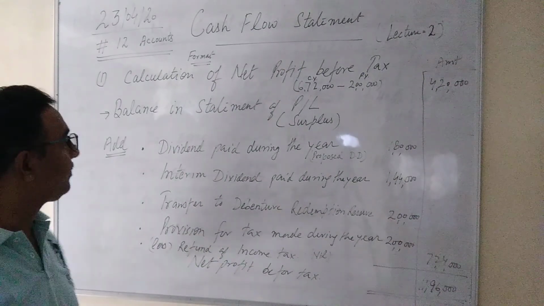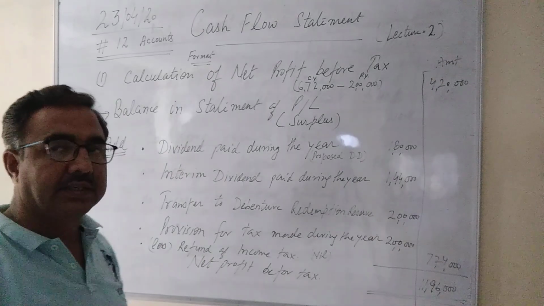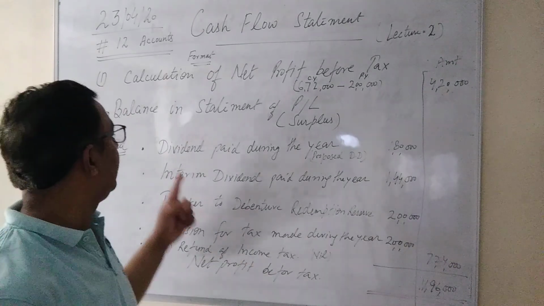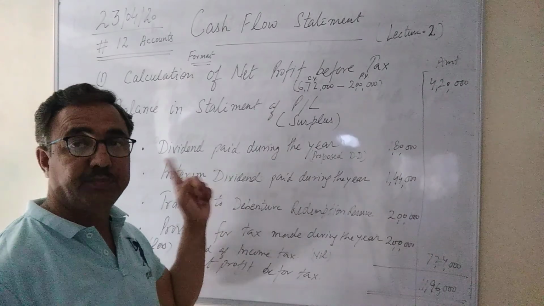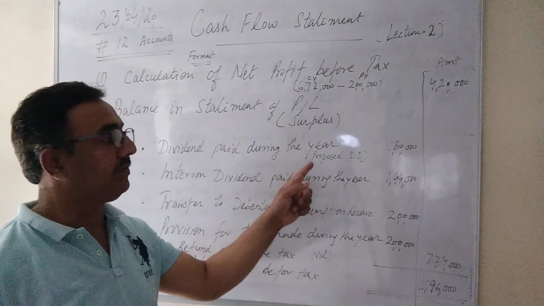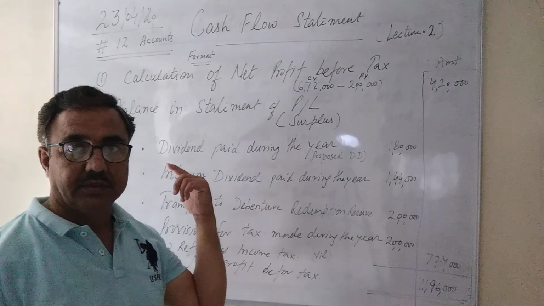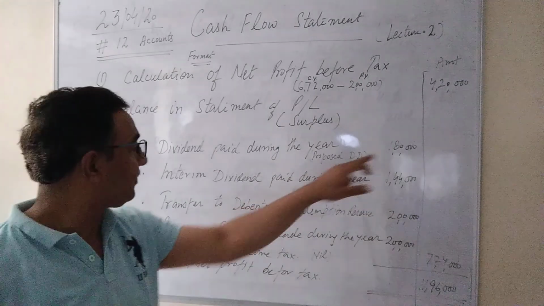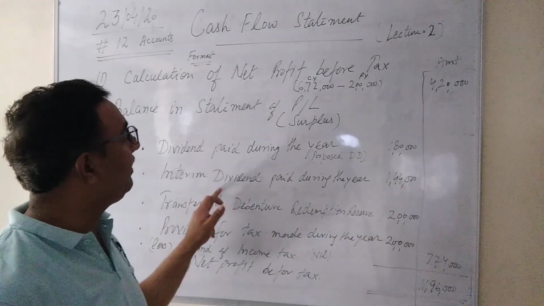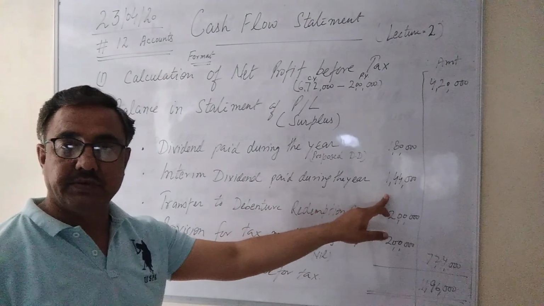Second, I told you, these 4 items are given. You have to just select and write. Dividend paid, please be focused. Dividend paid during the year. That was proposed. So, we have paid 1,80,000. Interim dividend paid again during the year. It is given in the question, you see.